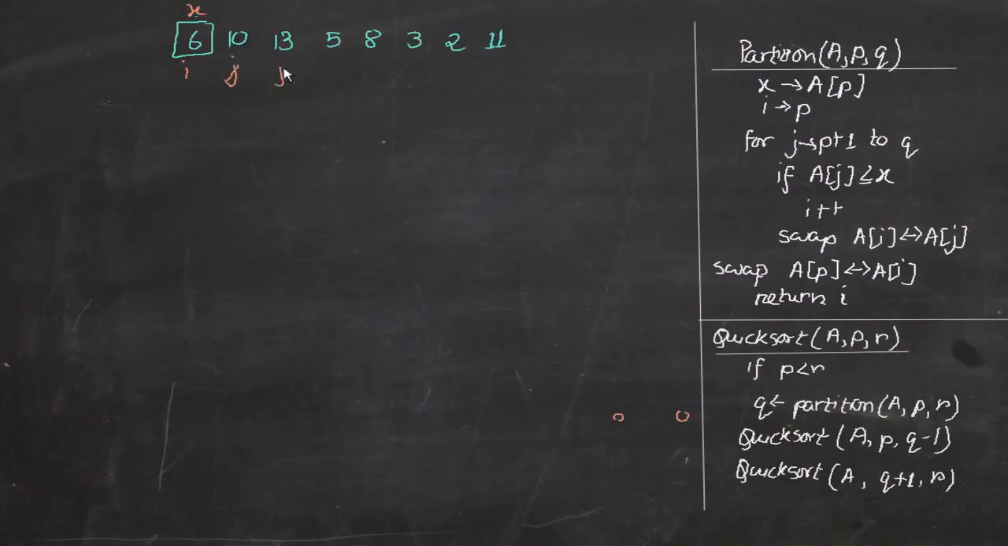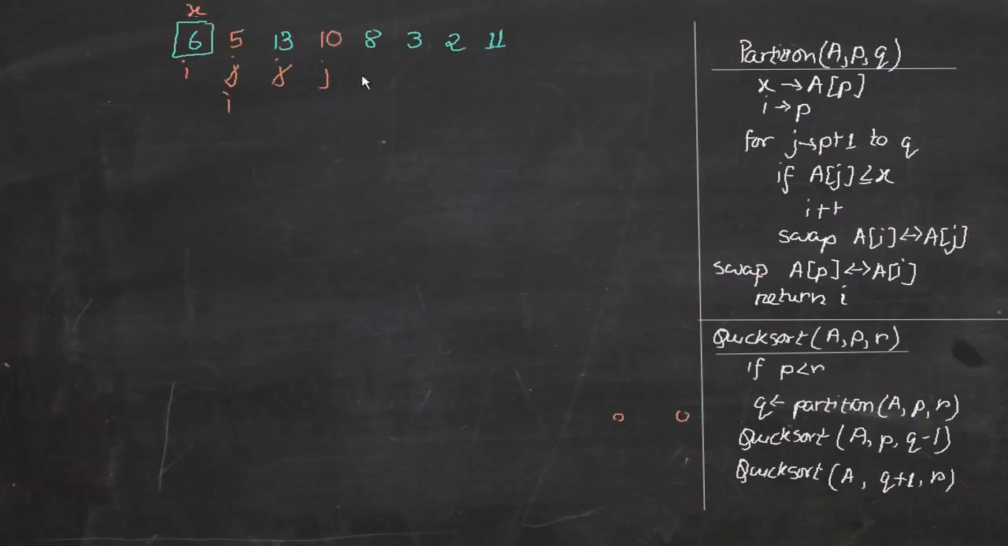13 is greater than 6, so we don't increment I. So let's move on to the next J, which is this. 5 is less than 6, so we increment I, so I is this one now. And after that, we swap A[I] and A[J]. So this is A[I] and this is A[J]. So we swap 10 and 5. So let's swap it. 5 here, 10 here. All right.